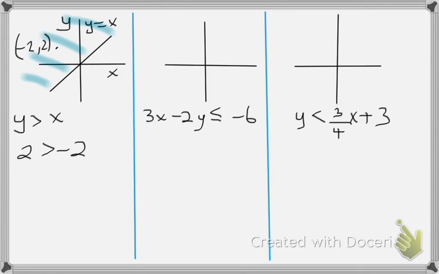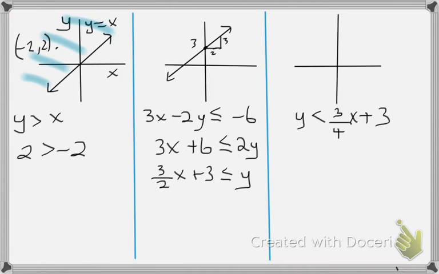In the next example, I'm going to have to first isolate y so that I can draw a graph for it. Moving the 2y to the other side and dividing through by 2, I have 3/2 x plus 3 less than or equal to y. So there I have drawn this line, which has a slope of 3/2, where the run is 2 and the rise is 3, and the y-intercept is a positive 3.